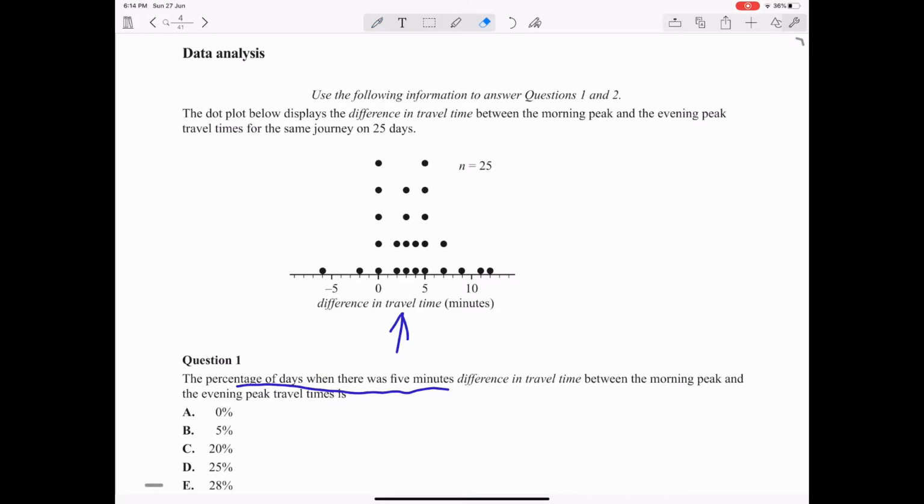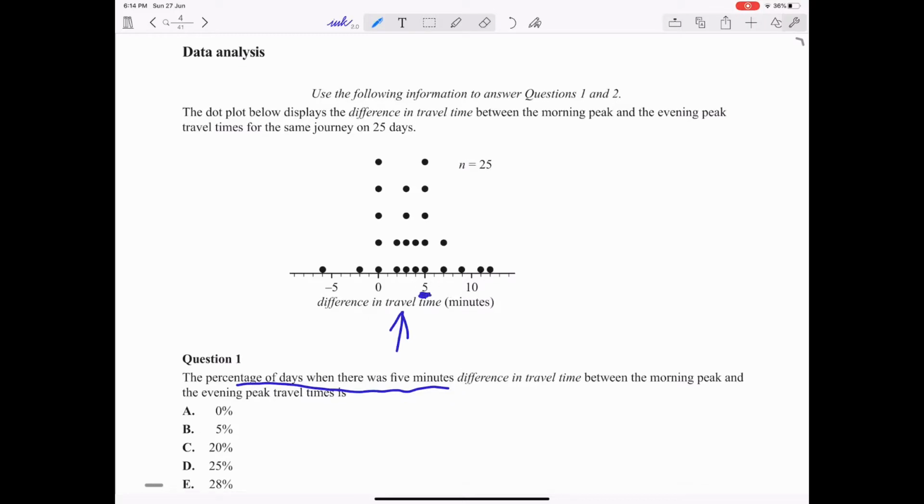So we look over here, we know that 5 is here. So we just count the number of dots on number 5 for the difference in travel time. So 1, 2, 3, 4, 5. We want to calculate the percentage of days where there was a 5-minute difference in travel time. So we know that there were 5 days that had a difference in travel time of 5 minutes.